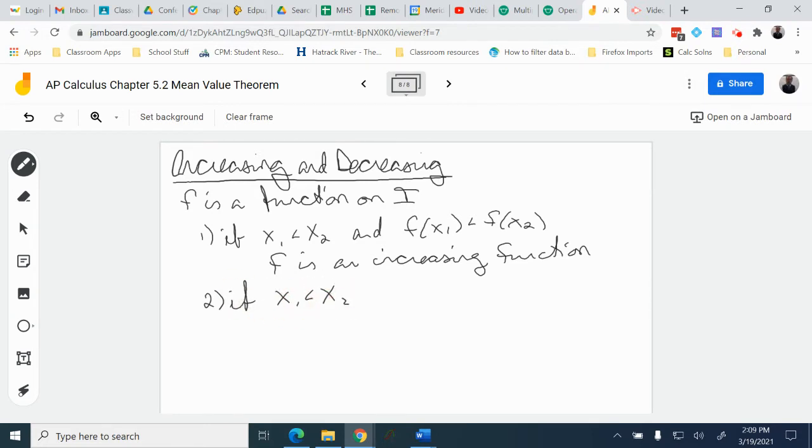2, if x1 is less than x2 and f of x1 is greater than f of x2, f is a decreasing function.